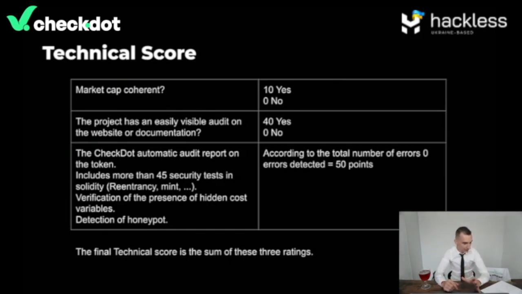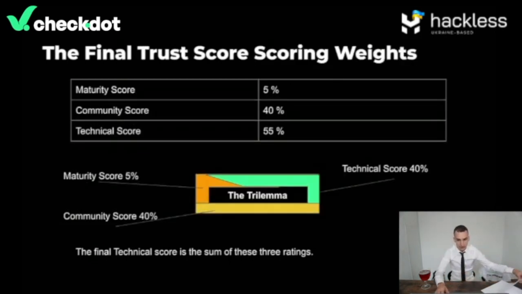The final technical score is the sum of these 3 ratings, and to finish, we calculate the scoring weight. The scoring weight is 5% of the final score taken from the maturity score, 40% from the community score, and 55% from the technical score. The final score is complete. This is the final score displayed on the application.